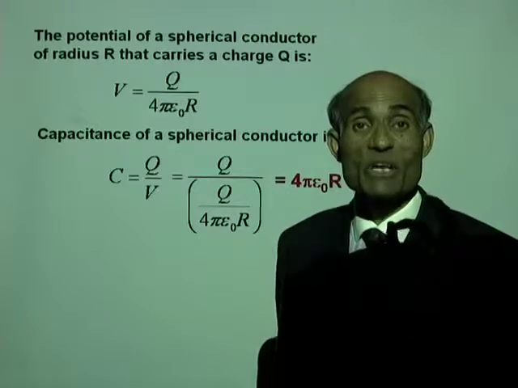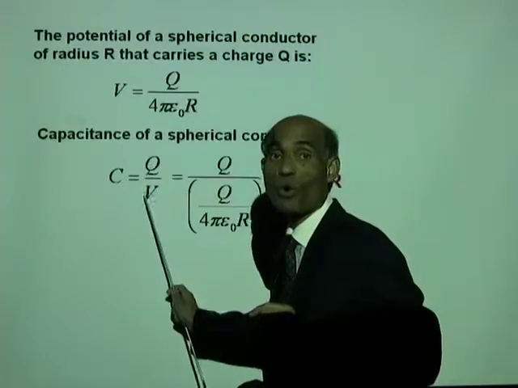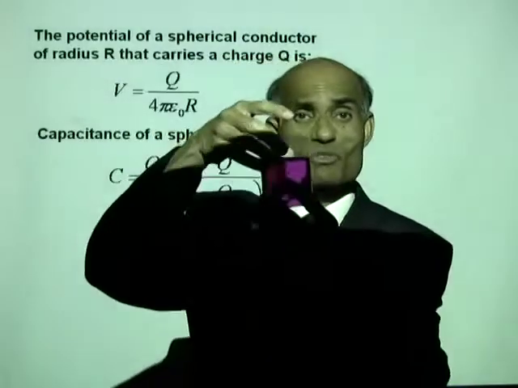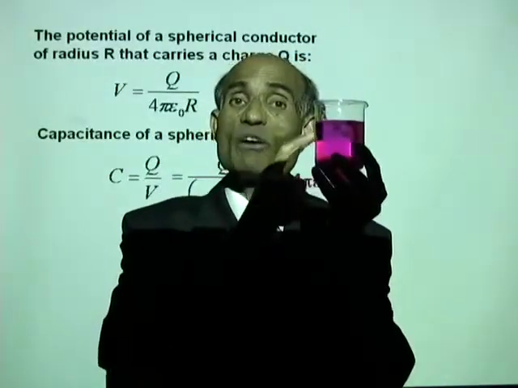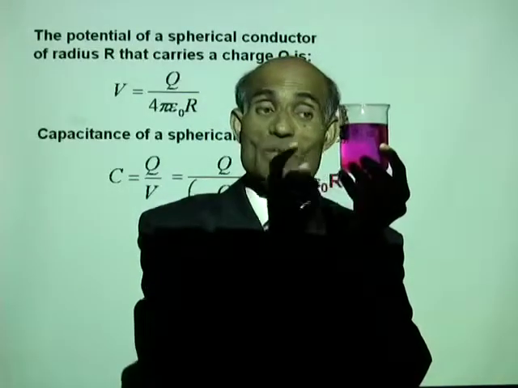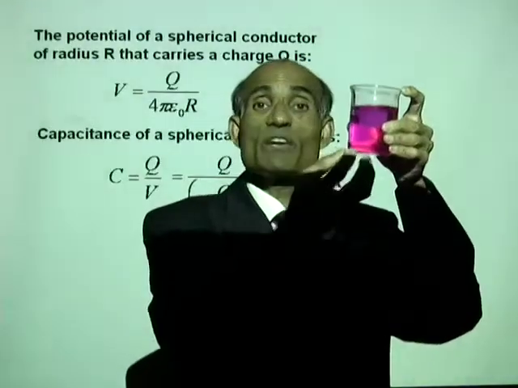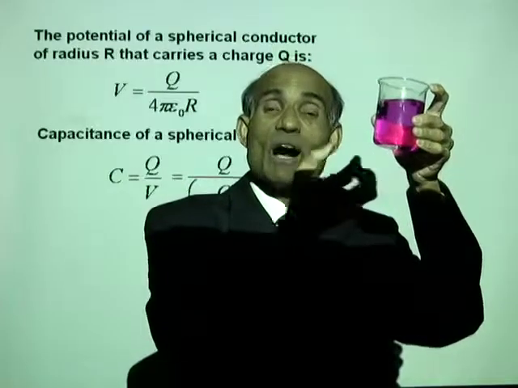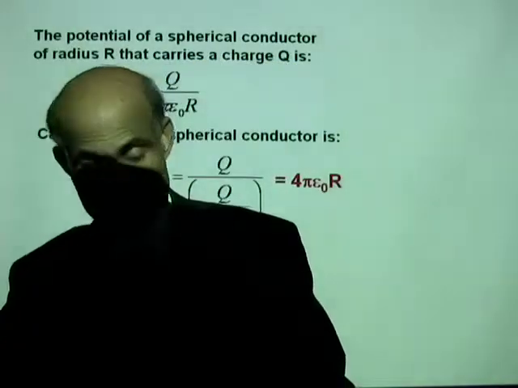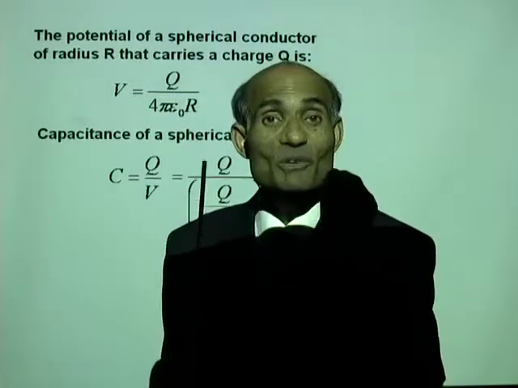Capacitance of a conductor does not depend on the amount of charge or the potential. You see that? In the same way, if you look at this one, what does the capacity of this container depend on? The capacity of the container depends only on its physical dimensions. In fact, if I increase the diameter of this container, I increase its capacity. In the same way, capacitance of a conductor only depends on its physical dimensions.